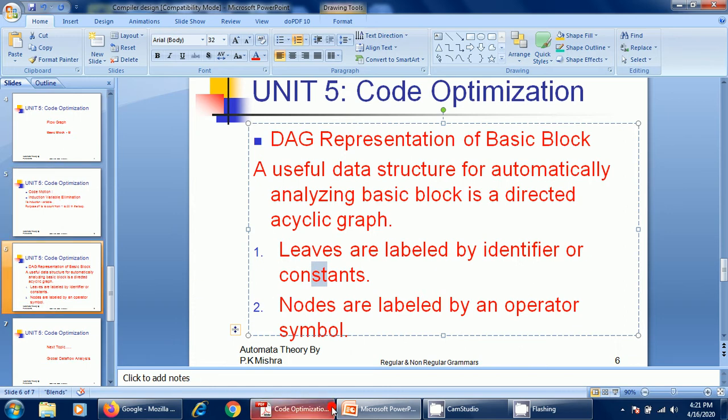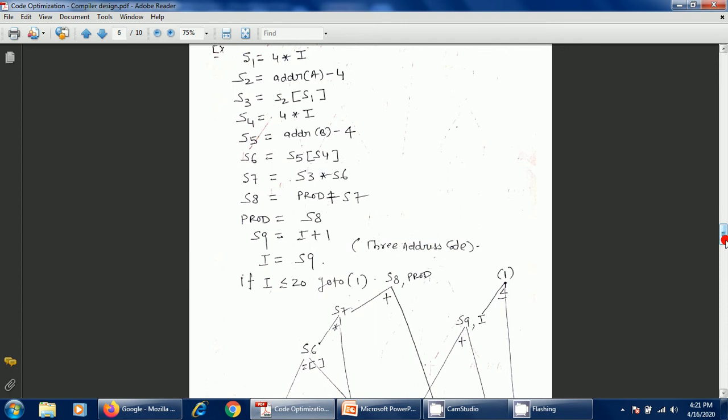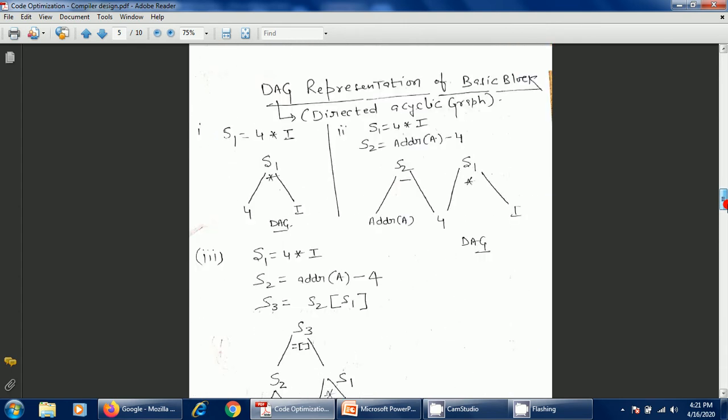Now see here, DAG representation of basic block. This is a three-address statement of a basic block. Now convert this three-address statement into a DAG representation. 4 and I, these two operands are leaves, and this operator symbol star is labeled with a node S1. This is a DAG representation for this statement.